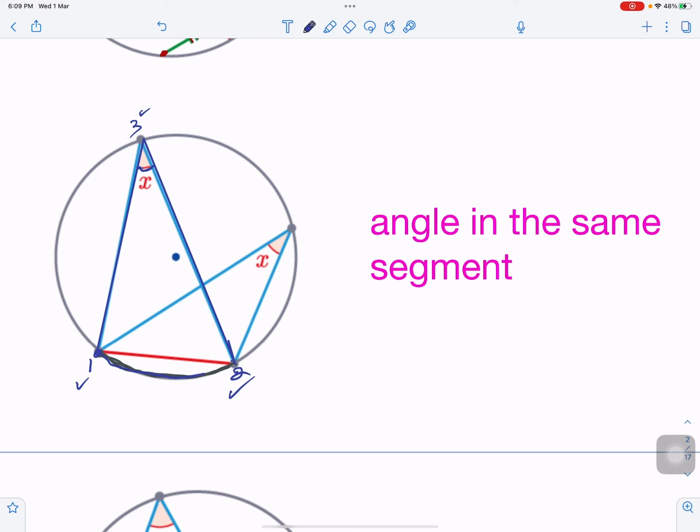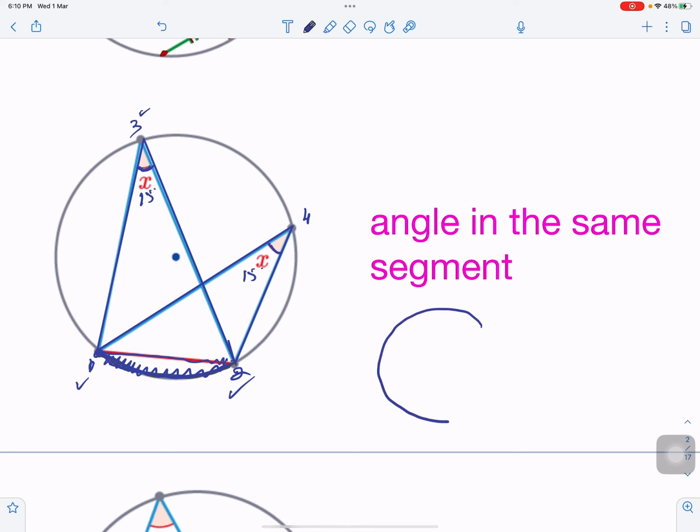From the same ends of the arc length, which are 1 and 2, I make another straight line on the circumference. Let me call it point 4. So this is also equal to this angle. If this is 15 degree, then this is also 15 degree, because they both are made by the same arc length, or you can say by the same chord. So this is called angle in the same segment.